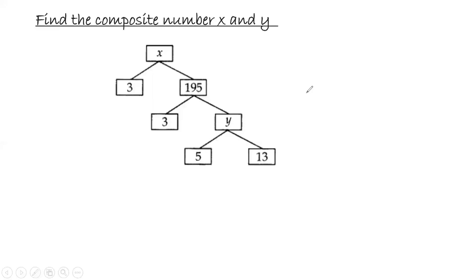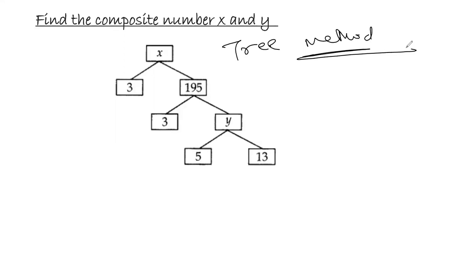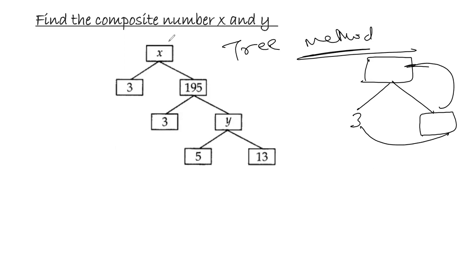Find the composite numbers X and Y. We know that this is the tree method. This is a tree method to find the HCF, right? So whenever we are writing some number and making a tree of that number, it means we are writing the multiply of these two numbers. So when we multiply these two numbers, we'll get this number. It means what is X here?